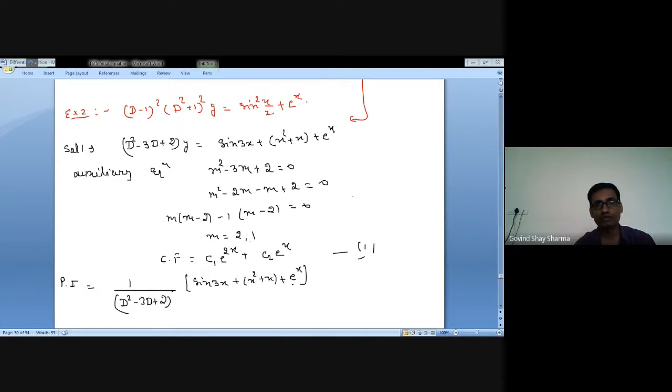First we write the auxiliary equation. We find the roots of the auxiliary equation, then we find the PI. The auxiliary equation roots are m is equal to 2 and 1. So the CF is C1 e to power 2x plus C2 e to power x. Clear?